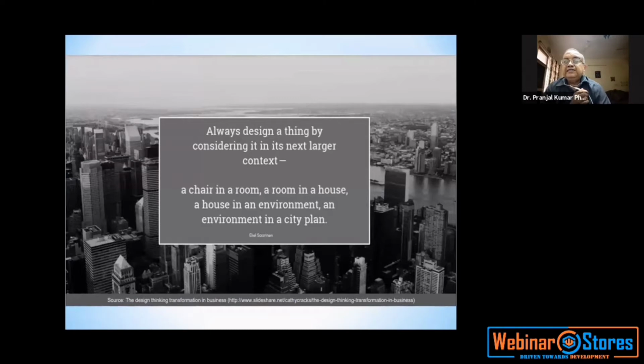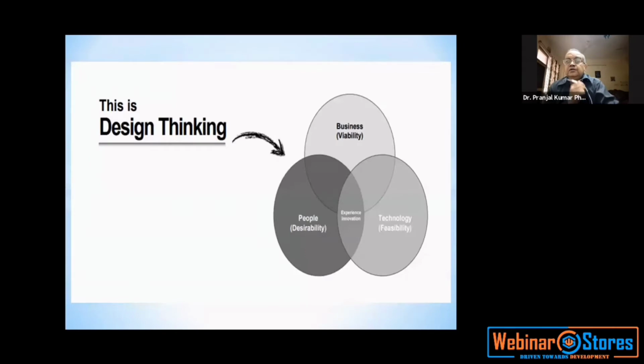Next slide. Design thinking considers things in the next larger context, like a chair in a room, in a house, in an environment, in a city plan. So as I said, this has taken the micro level so that in totality it becomes a macro level. Design thinking is a process of designing a thinking so that it can consider the next larger context, from a small context to bigger and bigger, like a chair in the room, finally in that particular location, in the environment, in a city plan. So this is design thinking.